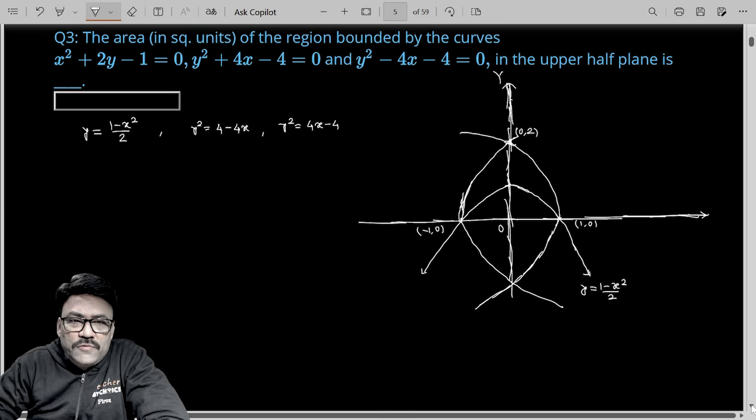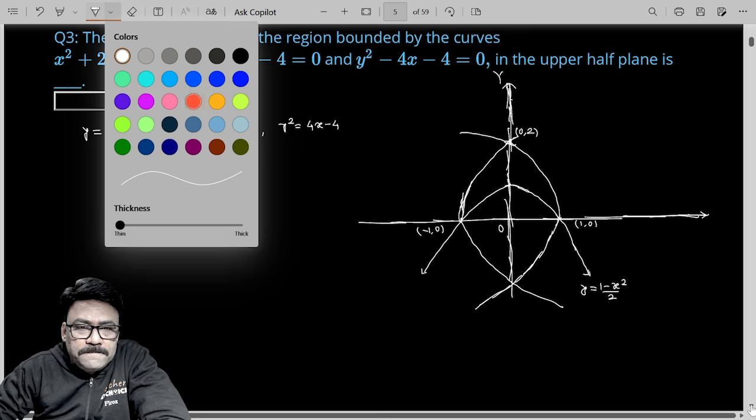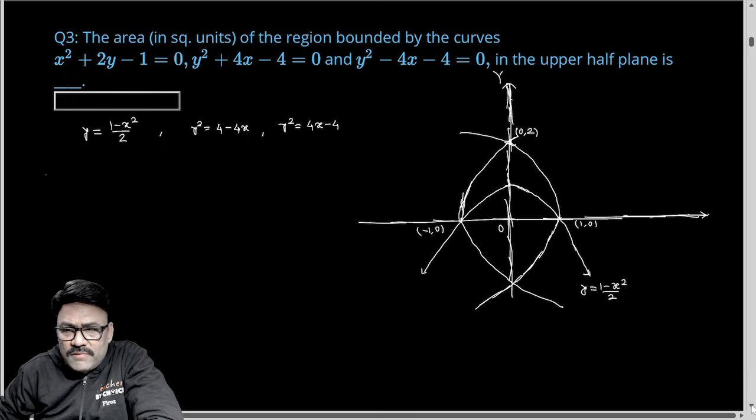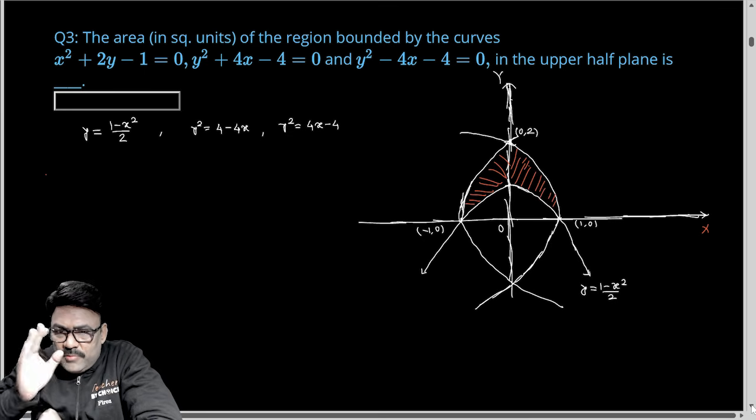Now, which area you have to find? You have to find the area bounded by the 3 parabolas on upper half plane, means above x-axis. So actually you have to get this area. This area you have to find. And you can see that this area is symmetric about y-axis.